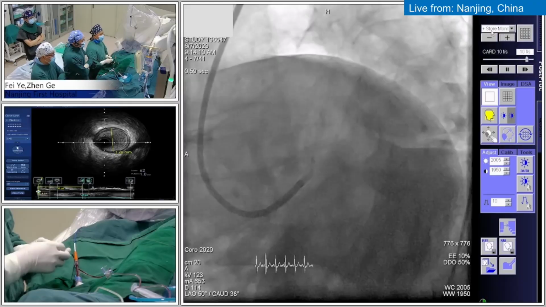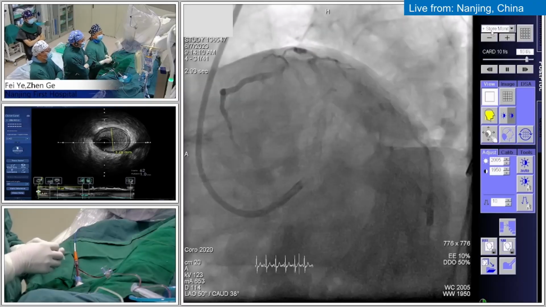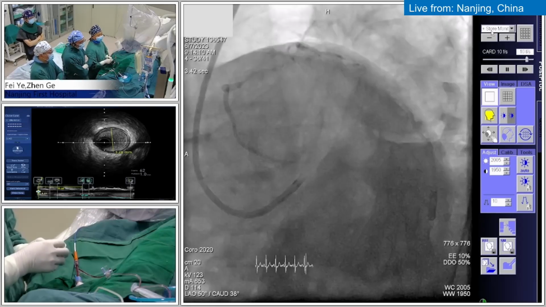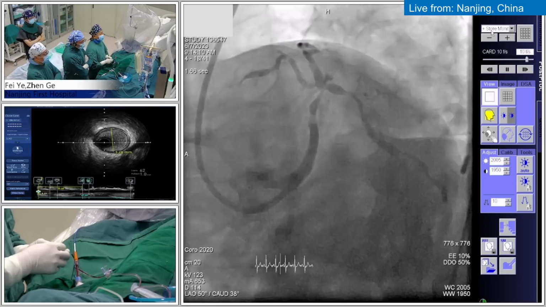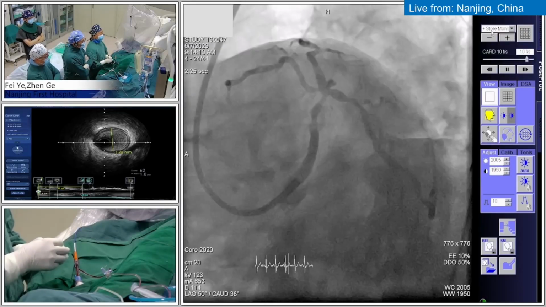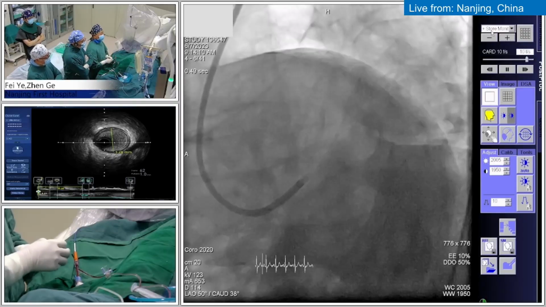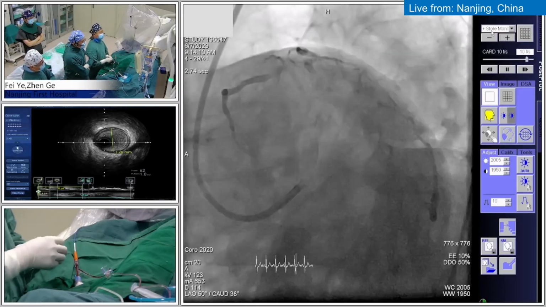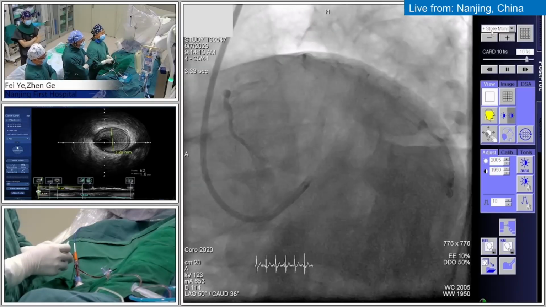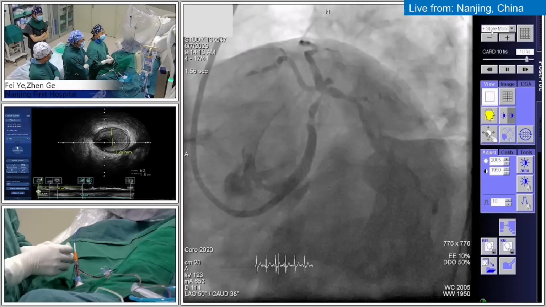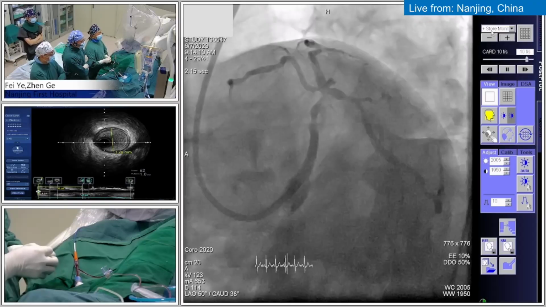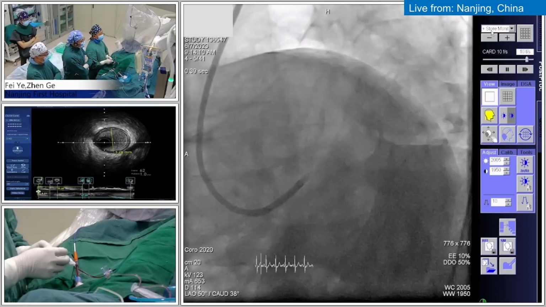Because the patient will use the IBP to stabilize the patient, and the blood pressure is okay, more than 100 over 70, I think maybe IBP is enough for this patient. I don't need ECMO or another mechanical support. IBP is enough for this case, because we can see before the procedure, the patient's hemodynamic status was very stable after IBP.